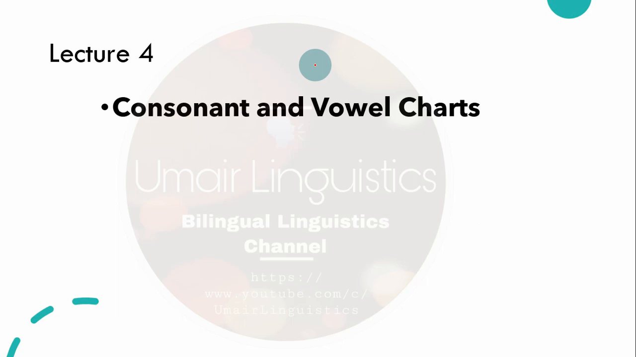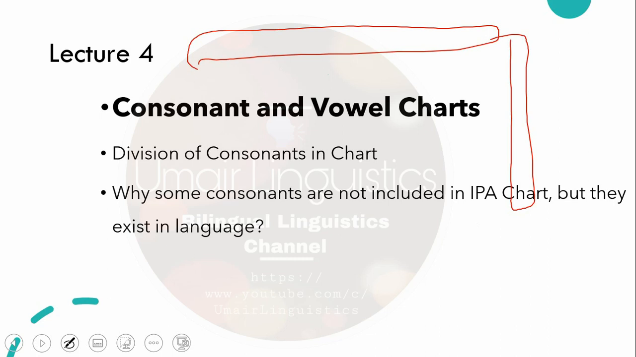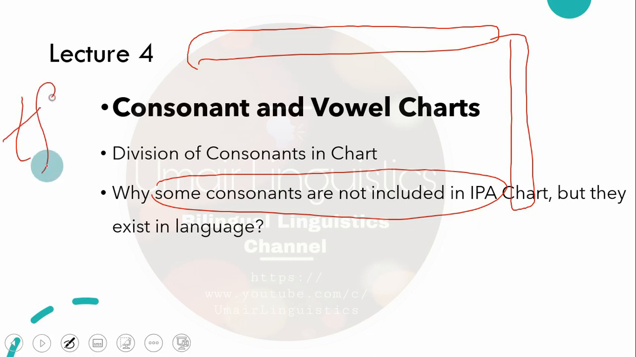In lecture 4 we discuss consonant and vowel charts in detail. We discuss the division of the consonant chart. For example, in the vertical column we have manners of articulation, and across the table at the upward side we have the places of articulation. We also discuss why some consonants are not included in IPA, like this sound, sorry, ch or j.